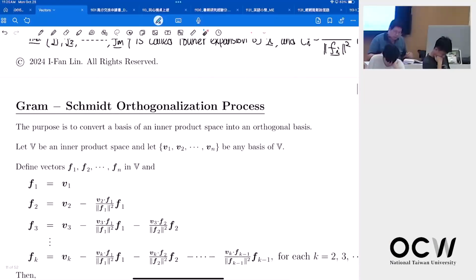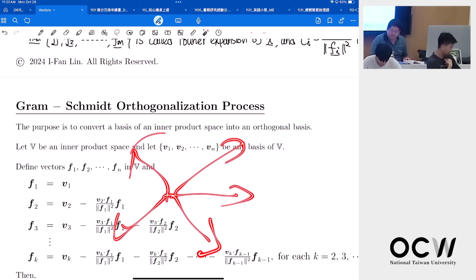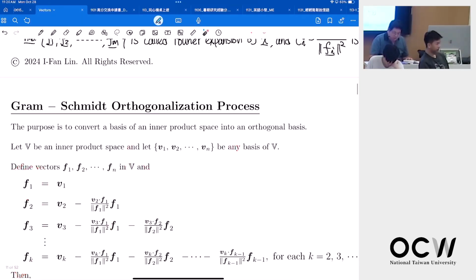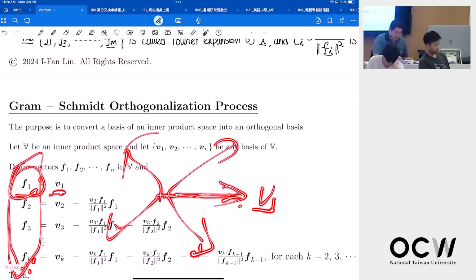Right, back to the Gram-Schmidt orthogonalization process. Basically, I want the basis to become an orthogonal basis. So how do we do this? Suppose I have so many vectors. For these vectors, we choose a base vector, say V1. So my V1 is just F1. I want the vectors finally to be orthogonal, so there will be F1 to Fk. I randomly choose one vector, say V1, and V1 is F1.